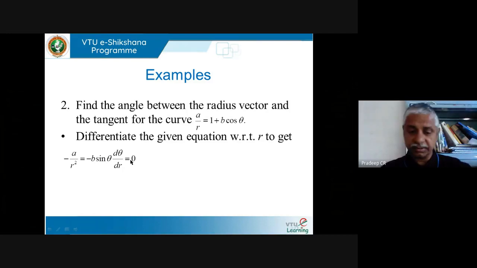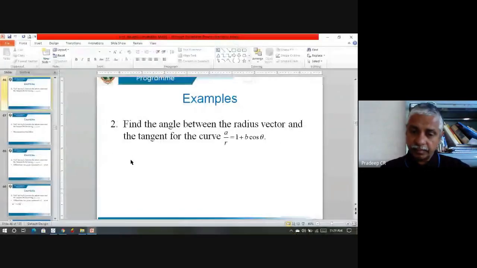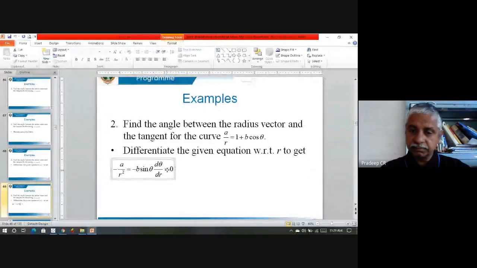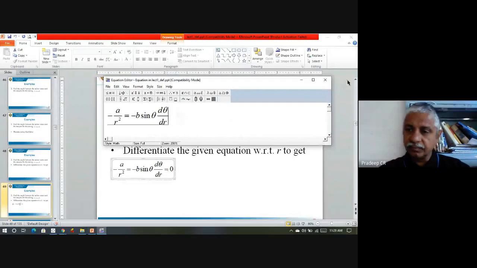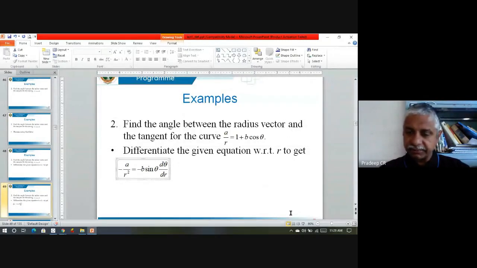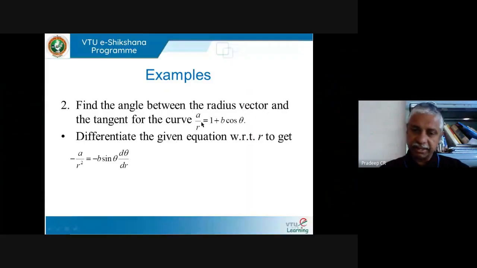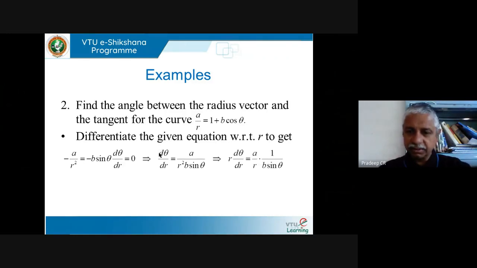There's no equal to zero here. This is wrong. This is a mistake, so I'll kill this. This is what you get. If I differentiate this given equation with respect to R, I get minus A by R square is minus B sine theta d theta by dr. So everywhere this zero should not be there.